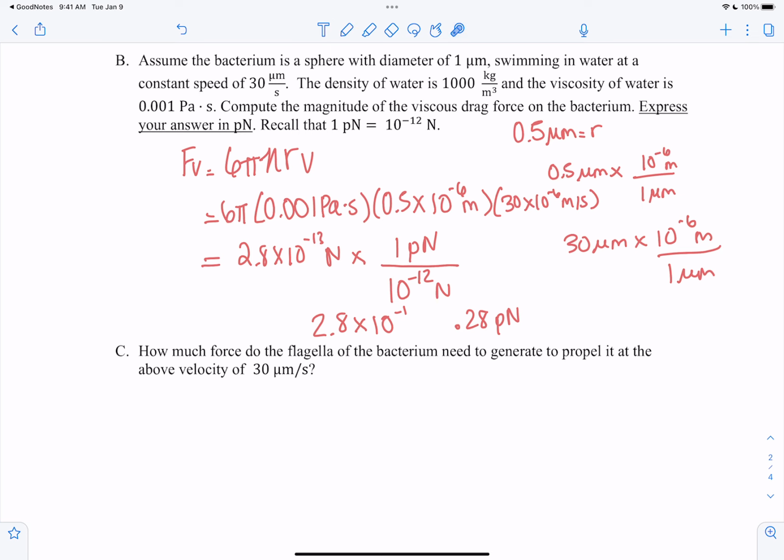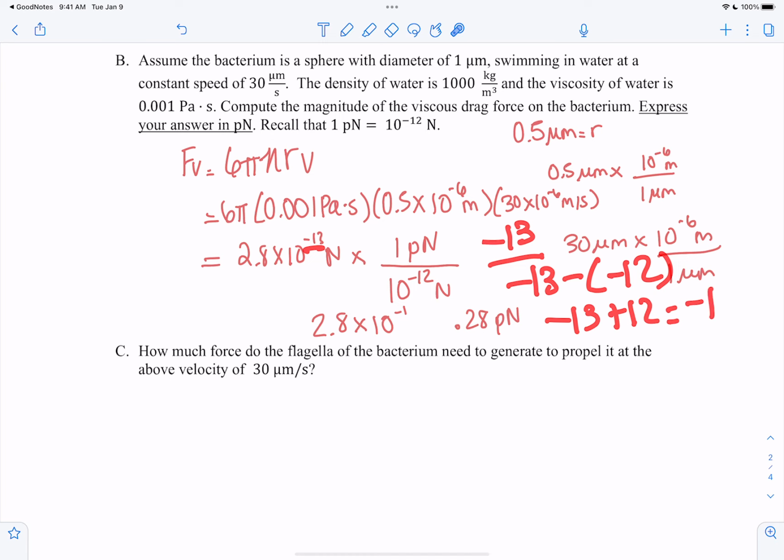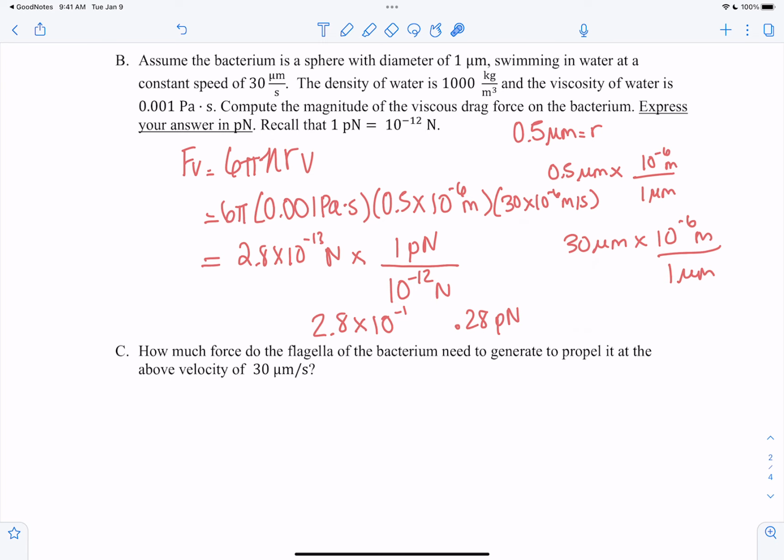Because when you have any exponent that's negative up here, you just look at the exponents. It'll be negative 13, and when you divide exponents, you subtract them. So it'd be negative 13 minus negative 12, and that's negative 13 plus 12, and that's negative 1 for your exponent. But yeah, 0.28 piconewtons, I believe, is your final answer there. Thanks for pointing that out. Sorry about that.